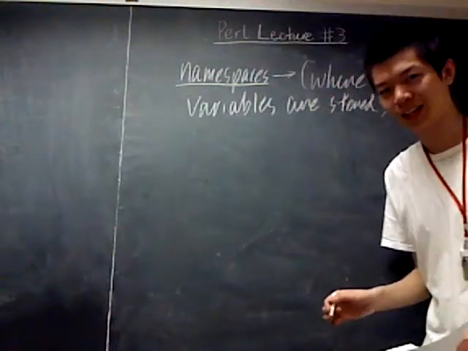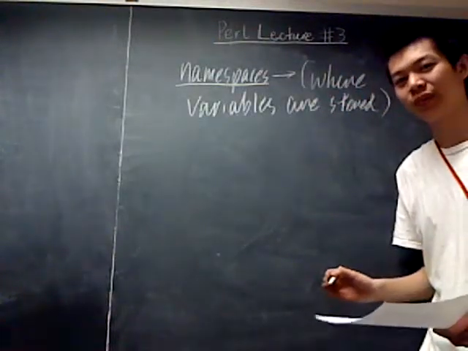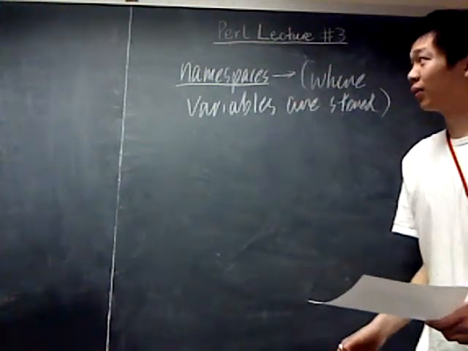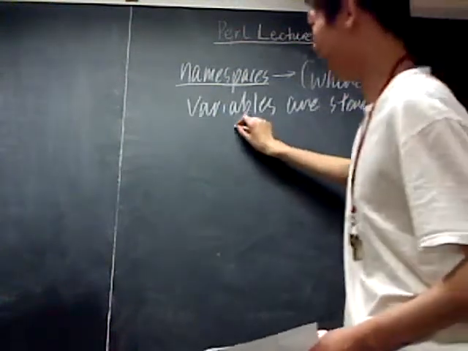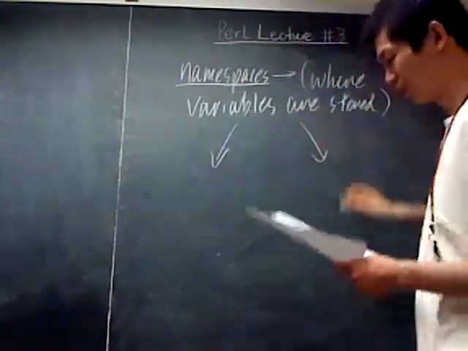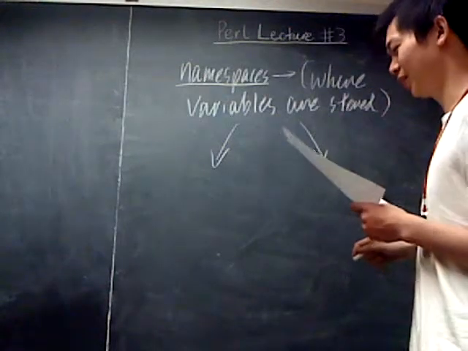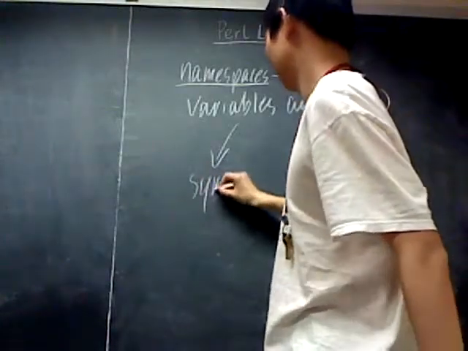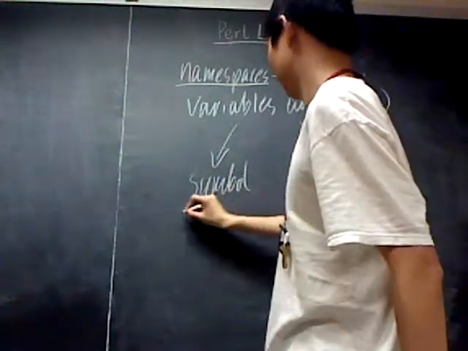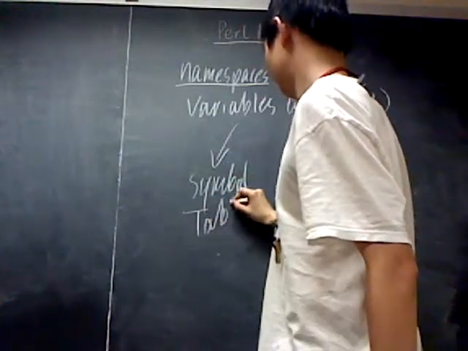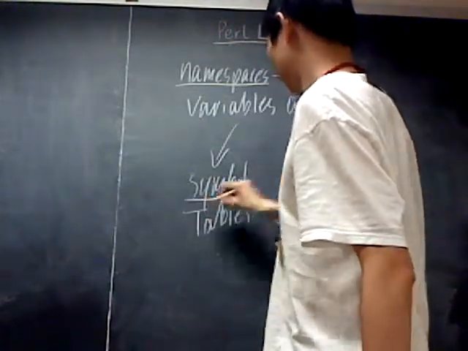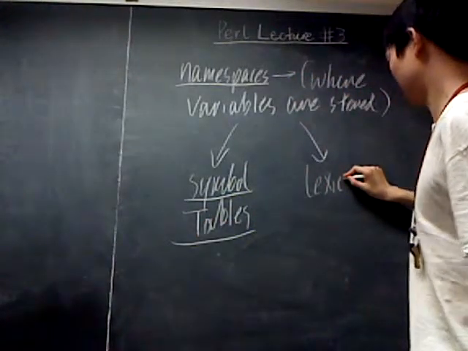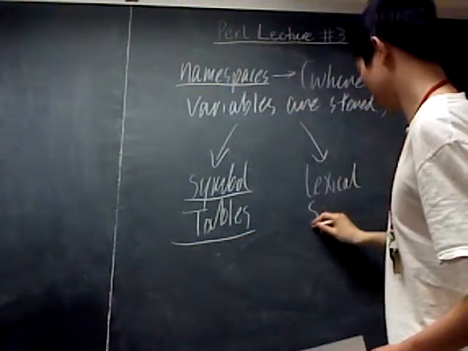Now, just like we learned about two types of variables, global and lexical or local variables, we have two different types of namespaces. We have what are known as symbol tables and lexical scopes.